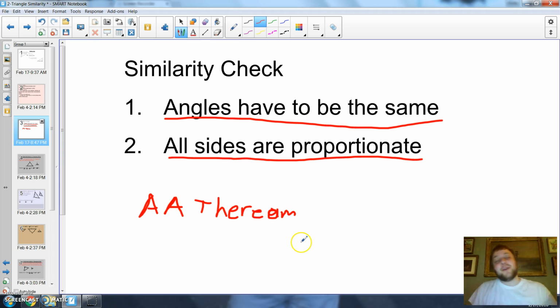Alright, so AA theorem is one shortcut, and that this is okay. I gotta pause this, guys. I'm sorry. Alright, all seriousness now.